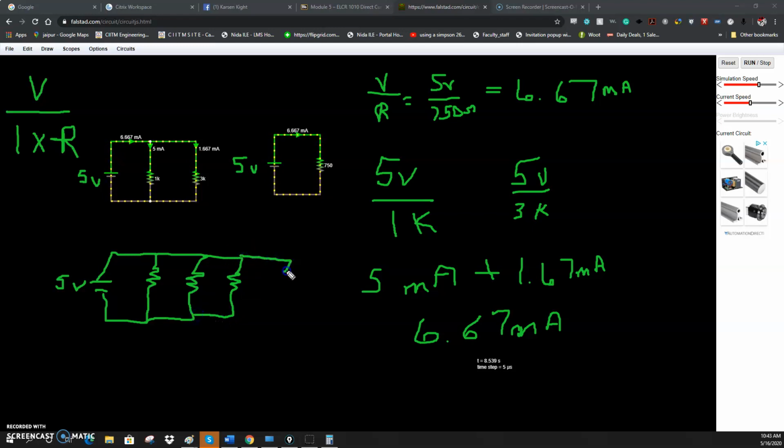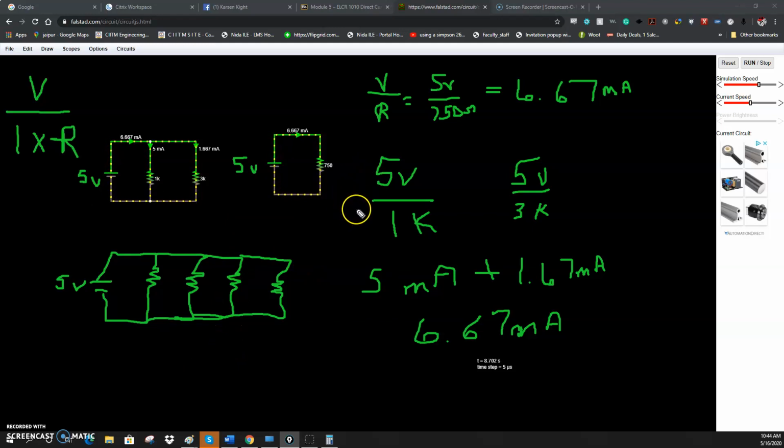So I know I'm not drawing straight. Again, I'm not mouse talented, but you get the idea. Each one of these resistors, no matter their value, is seeing 5 volts. And it would just be a matter of dividing that 5 volts by whatever their resistive value is, getting each individual current and adding those.